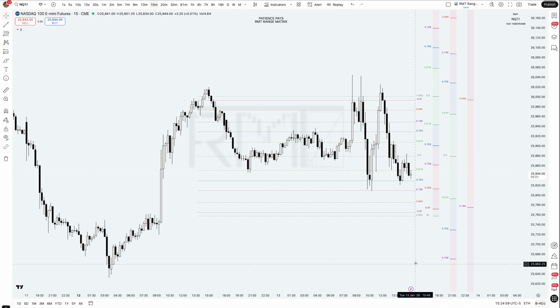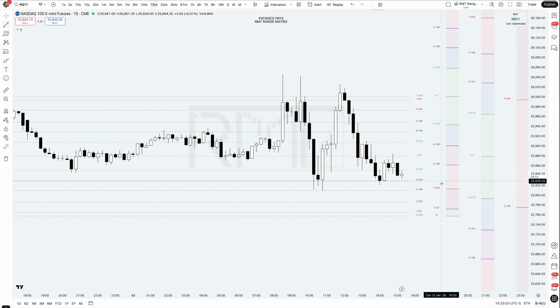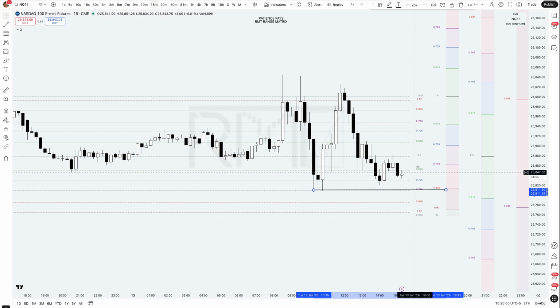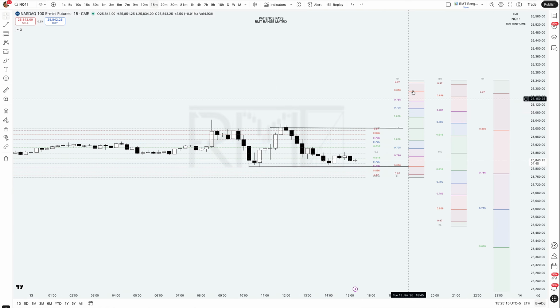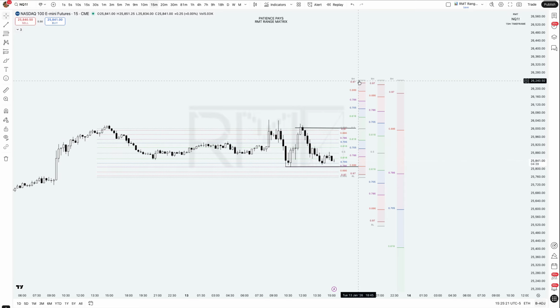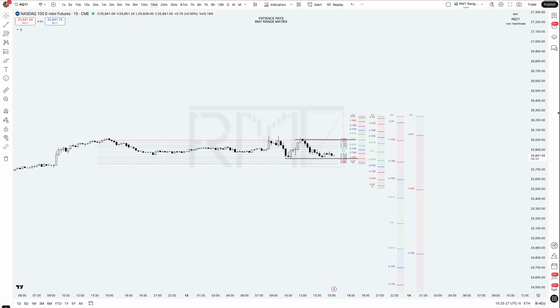So since we retrace to 886, the last level before the low, we fail, we're going to move to at least 50% of the range. That's here. That was your New York session move from here to here, 212 points, based on the hidden range above here. But that's a conversation for another time. So 486, 729, 2187 points, and the bigger one should be 6561.